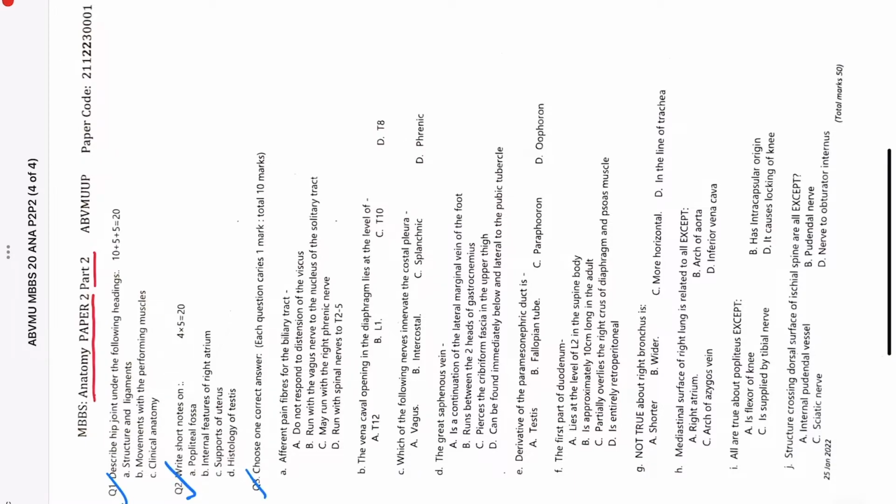So the first MCQ here is: afferent pain fibers for the biliary tract do not respond to distension of the viscus, run with the vagus nerve to the nucleus of the solitary tract, may run with the right phrenic nerve, or run with the spinal nerves to T2 to T5. You have to select the correct statement.